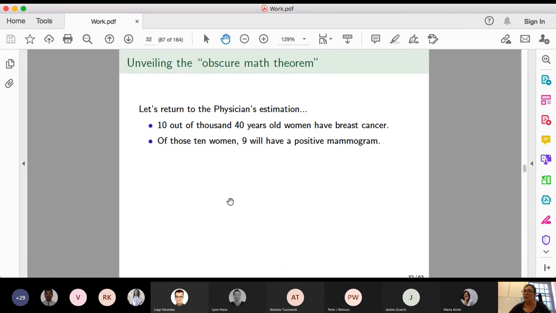Now, of those 10 women that have breast cancer, if they do a mammogram, 9 of them will test positive. Not all of them, because the true positive rate is not 100%. Unfortunately, tests tend to be more and more accurate, but they are not perfect. If you do a COVID test, maybe it comes out positive and you don't have COVID, or maybe you have COVID and the test has not detected it. So of those 10 women that have breast cancer, 9 will test positive.